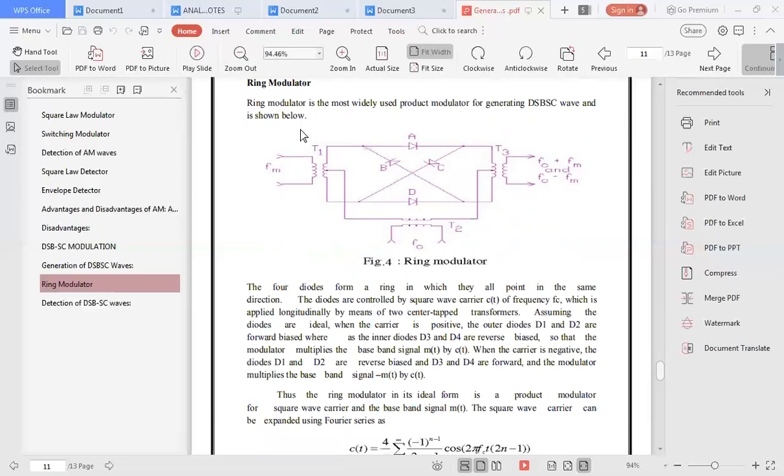So here the message signal m(t) is applied. Two inputs, one the carrier and another the message signal m(t), are both applied to the ring modulator. When the carrier is positive, diodes D1 and D2 are forward biased, that is, AB is forward biased. When the carrier is negative, BC is forward biased, and the other two are reverse biased. So in both directions we get the same signal.